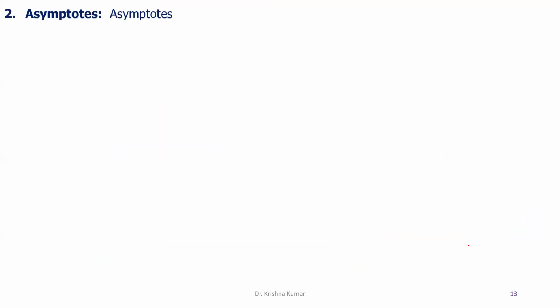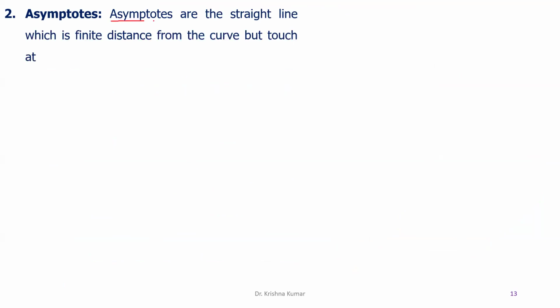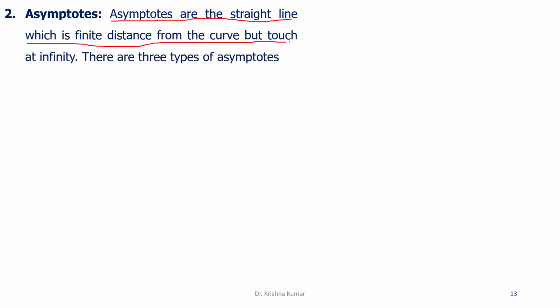The third point is asymptotes. So first thing, what is the meaning of asymptotes? Asymptotes are straight lines which are at finite distance from the curve but touch it at infinity. There are three types of asymptotes.